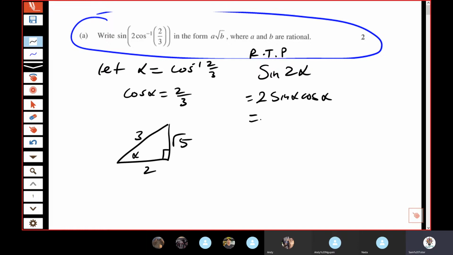Sine 2 alpha is 2 times sine, opposite over hypotenuse, times cos, which is obviously 2 on 3. And the question just says write it as a root b. 2 times 2 is 4, 4 over 9, root 5. There's your a, there's your root, there's your b. Very easy. So that a needs to be just simplified.